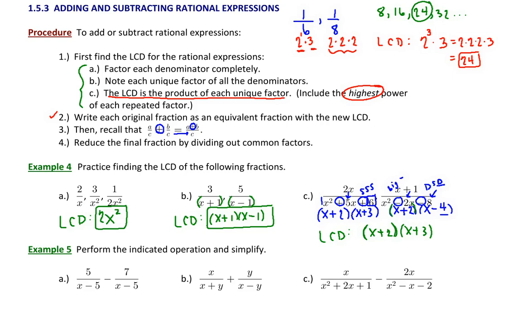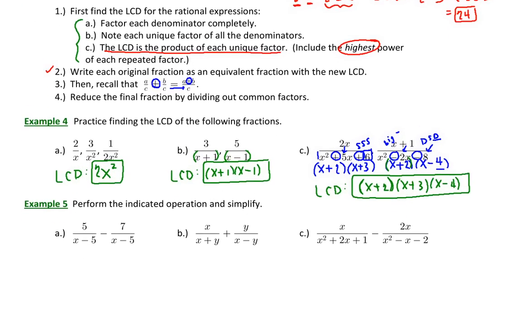And then finally, our last unique factor is x minus 4. So that also has to be represented in our LCD. So here's an example of a lowest common denominator that has 3 factors. If I'm adding or subtracting fractions that don't have a common denominator, that's going to be my first step. Find the common denominator.